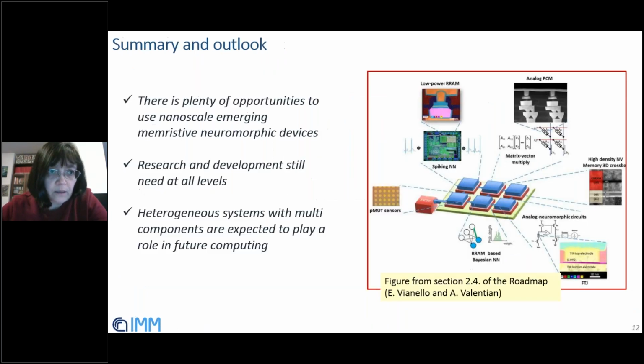computing. Then to summarize and to give an outlook, there is really plenty of opportunity to use nanoscale emerging memory and neuromorphic devices, and we discussed this in the roadmap. Research and development are still needed at all levels, from materials to device physical understanding, and also how to use these devices for computing. And in the future, I think heterogeneous systems with multiple components are expected to play an increasing role. And thank you very much for your attention.